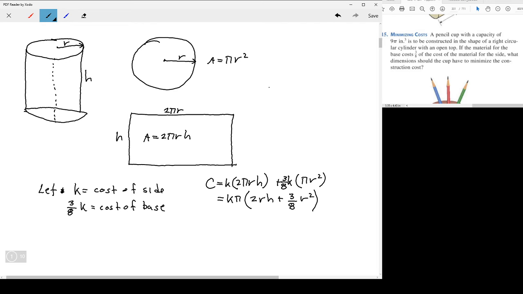Now we know that the volume of the pencil case has to be 9 pi cubic inches. That's what the problem says. The volume of a cylinder is the area of the circle times the height, so that is pi r squared times the height. We know that that volume has to be 9 pi cubic inches. So that means this is 9 pi.